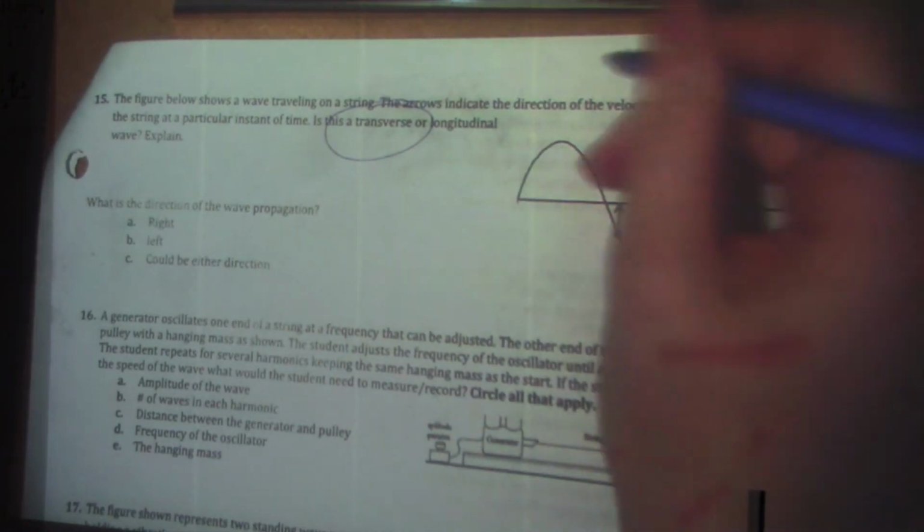Figure below shows a wave traveling on a string. The arrows indicate the direction of velocity at certain points at a particular instant in time. Is it transverse or longitudinal? Transverse, because the wave is either going to the right or to the left.